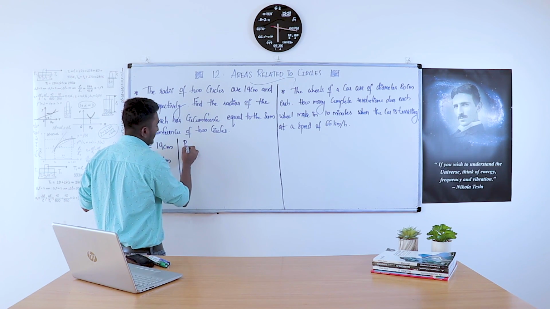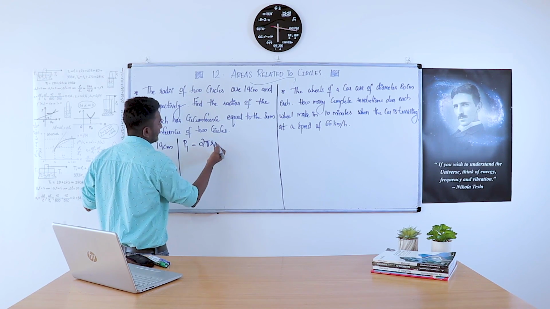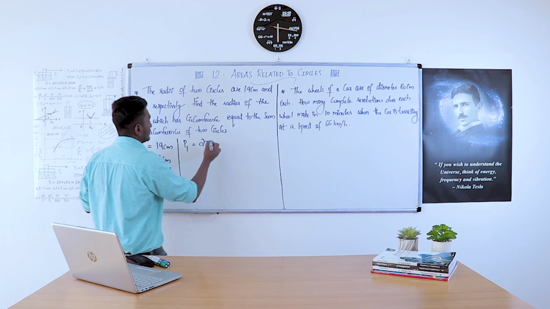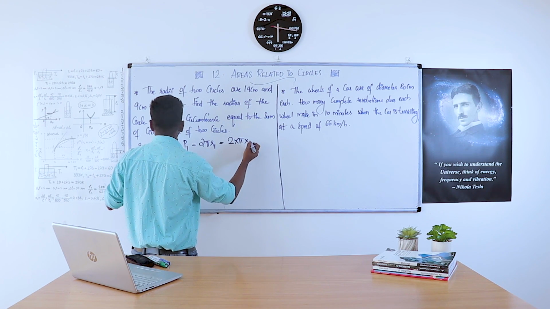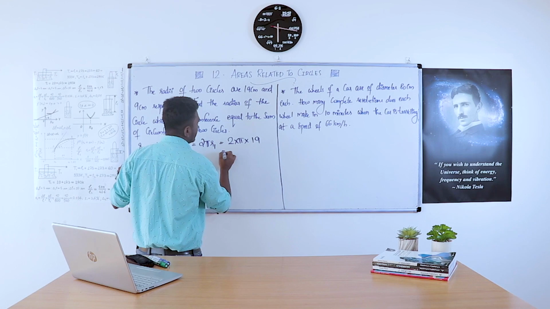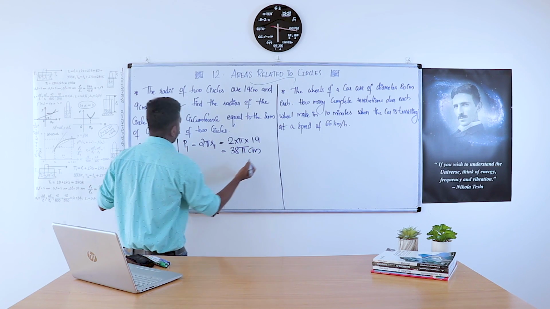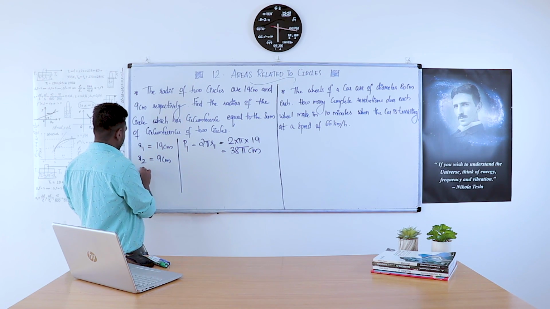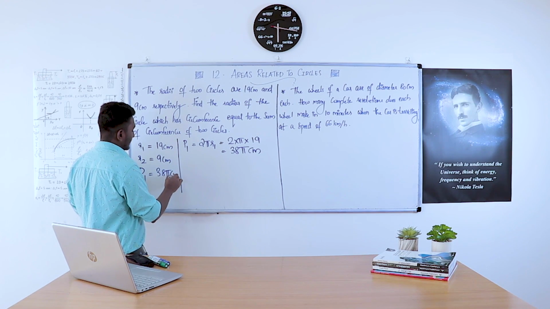I am taking it as P1 is equal to 2 pi R1. 2 pi R is the perimeter. So that is equal to 2 into pi into R1, which is 19. That is equal to 19 into 2, 38 pi centimeter. This is the perimeter of the first circle. So perimeter of the first circle is 38 pi centimeter.